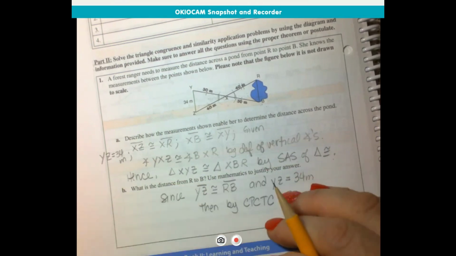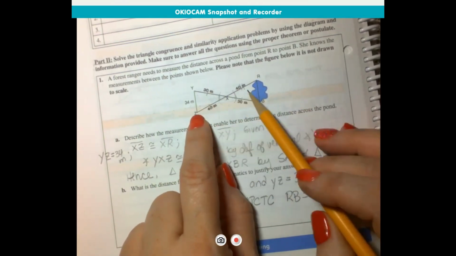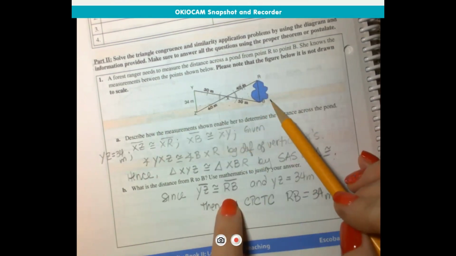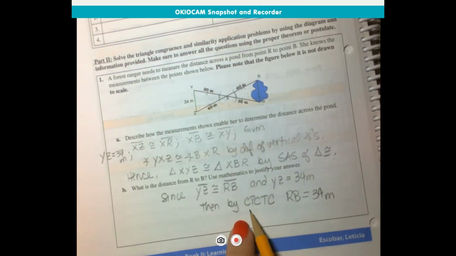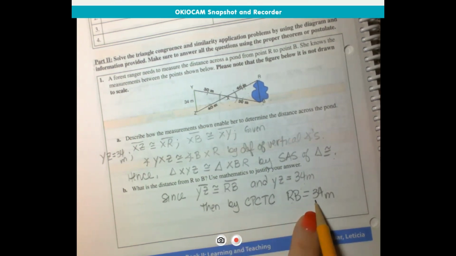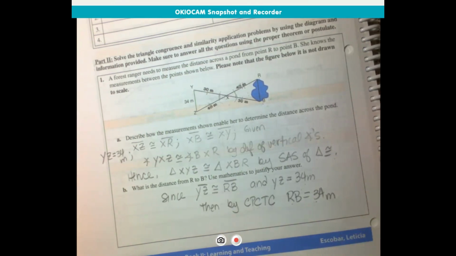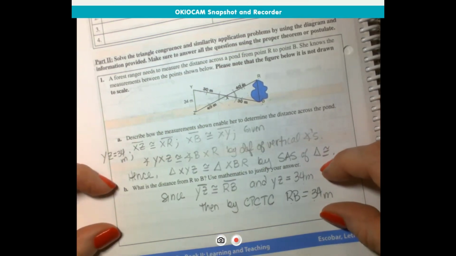Now we're going to work like we work on that one that you have in your homework. So now what do I know? Since these two triangles are congruent, that means that YC is congruent to RB. And I know that YC is 34 meters. So by CPCTC, corresponding parts of congruent triangles are congruent, that means RB is also 34 meters. So you see, it's not just as simple. You do need to be able to create a proof and then determine your answer.